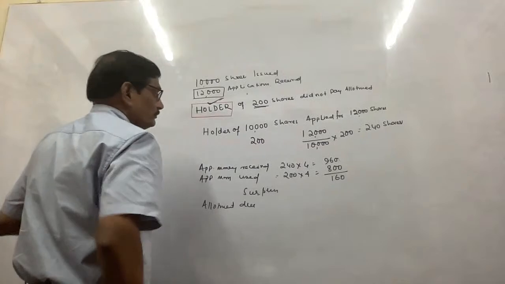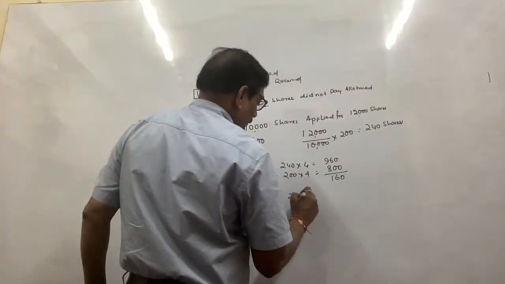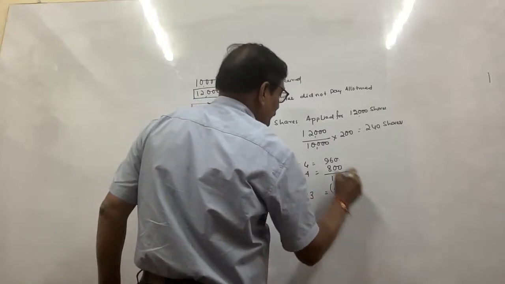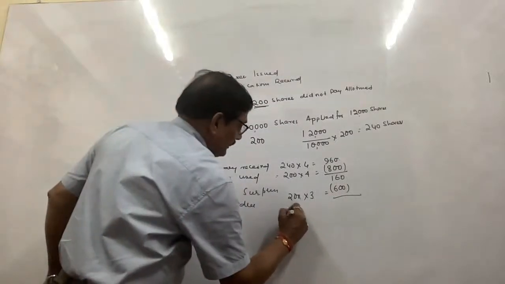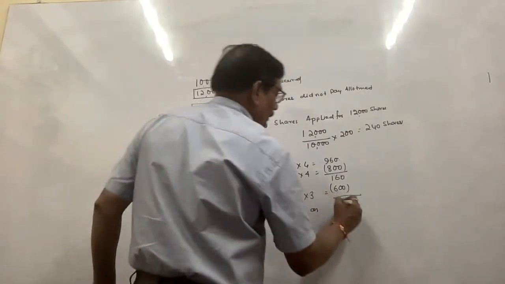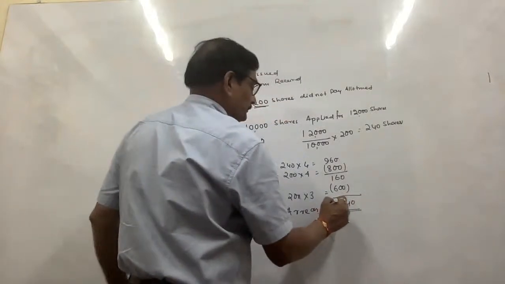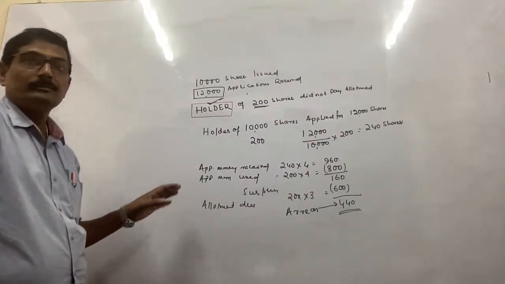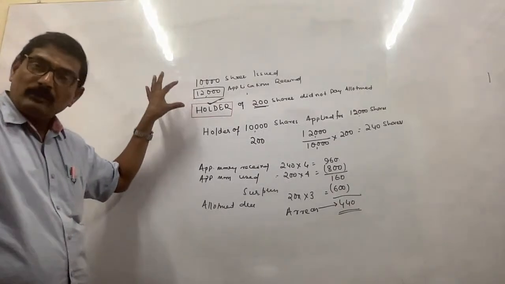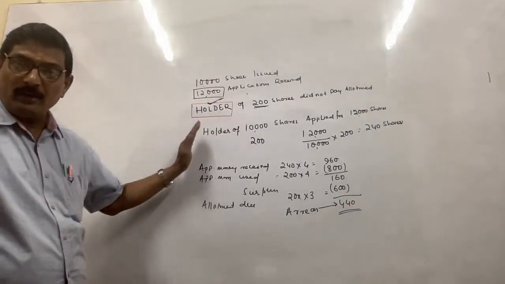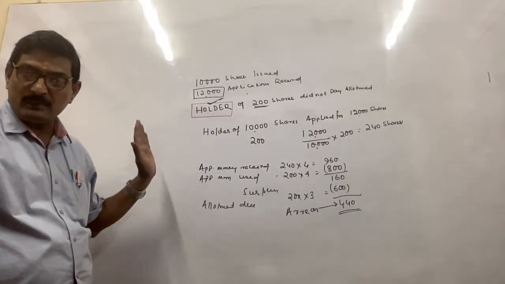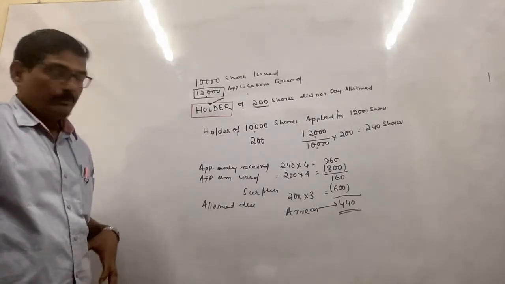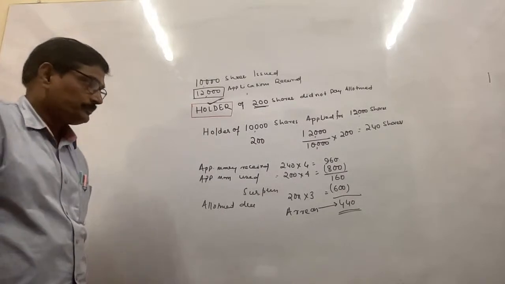Allotment due, 200 into 3. And arrear amount will be 440 rupees. Is it clear? If holder is given, calculate the number of shares applied for, accordingly calculate the amount we have received, how much amount has been adjusted, and what is the arrear. Okay?